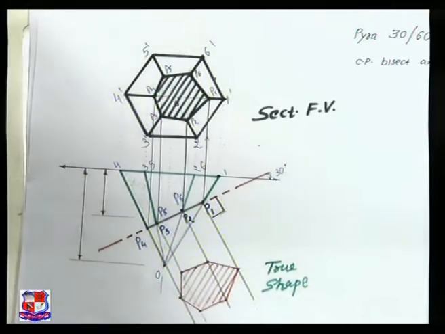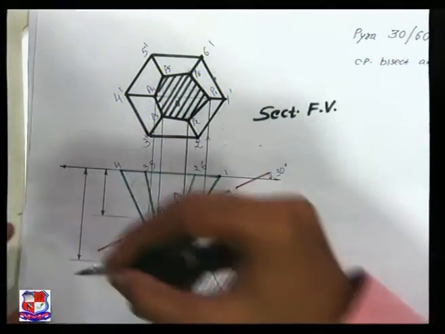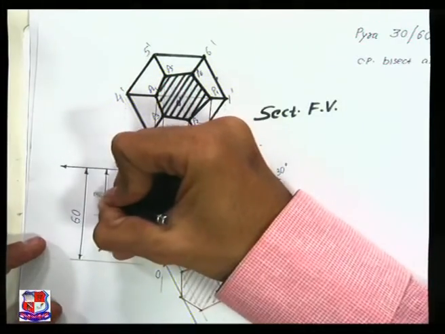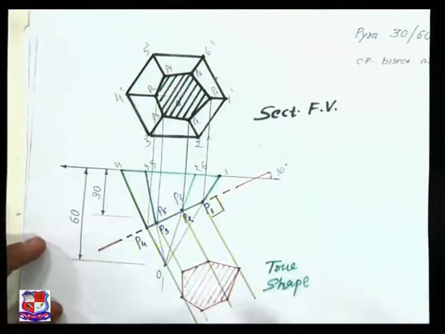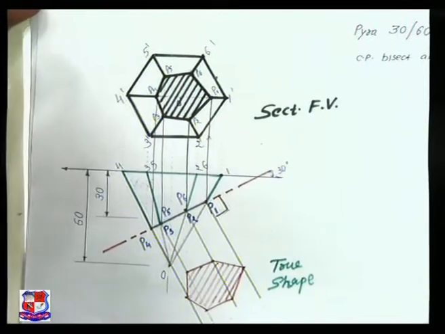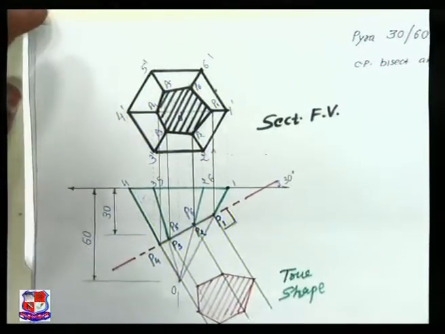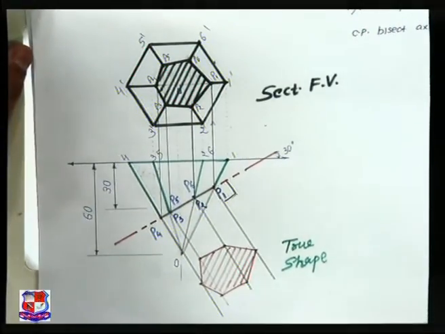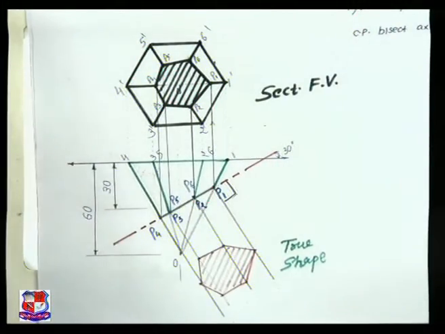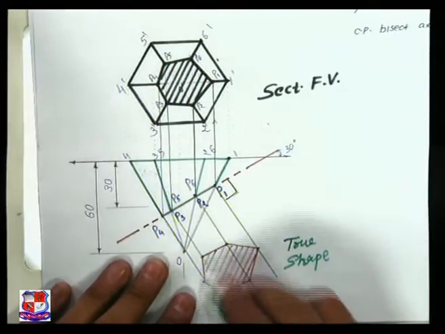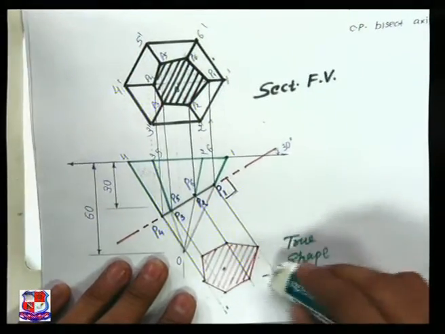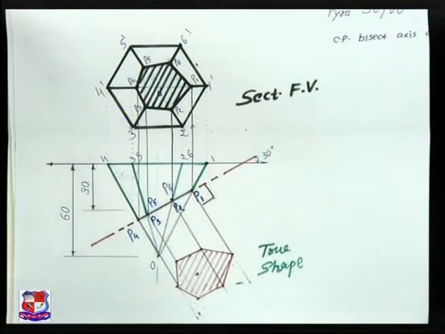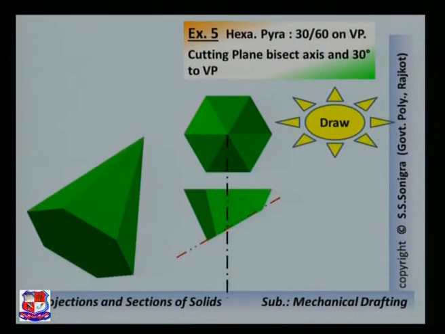Insert the appropriate dimensions. Say height is 60 millimeter. This is bisecting, so this distance would be 30 millimeter, right? And this angle is 30 degree that we have inserted. In examination, students forget to insert the dimensions, so you should take care about that. Then erase these lines, they are not necessary. So I hope the solution is clear to you. This is the solution for the given problem.